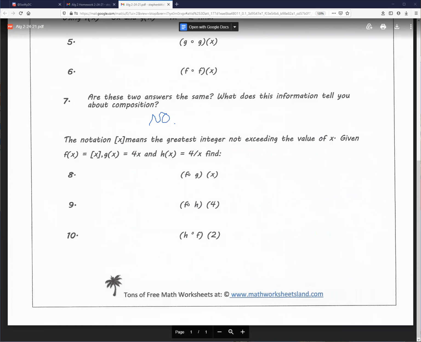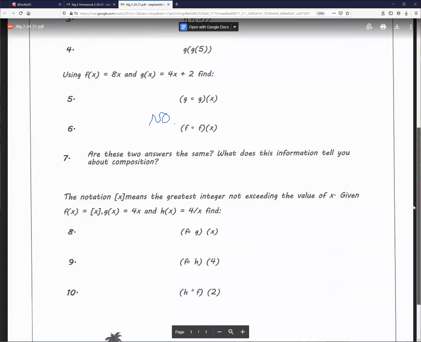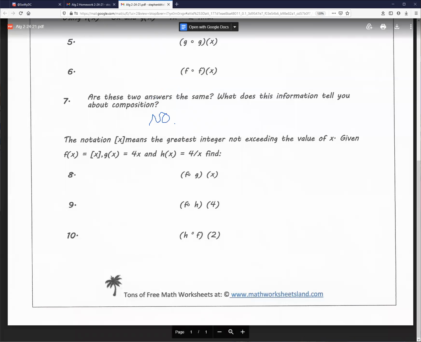I'm not sure what it's trying to ask there. They are asking, are the answers to 5 and 6 the same, right? Like if you were asking this about some other stuff, like if it was f of g and then g of f, I could understand why that might be asking a question. I really don't understand what it wants to know here. Obviously, g and f are not the same function. What does this information tell you about composition?